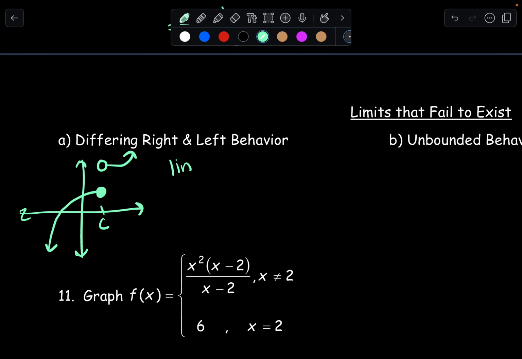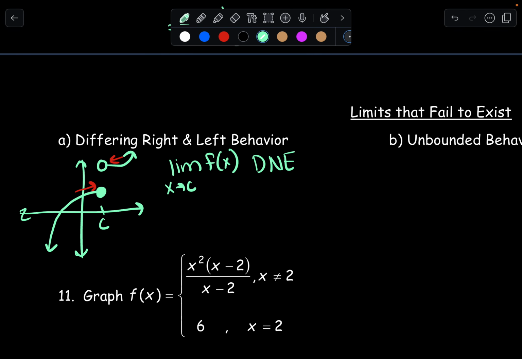So if I want to evaluate the limit as x approaches C, we'll call the function f of x. The limit from the left has to agree with the limit from the right, aka they need to approach the same y value, all right? So if we look at this, this is a y value that is less than the y value that is up here. Therefore, the limit does not exist.